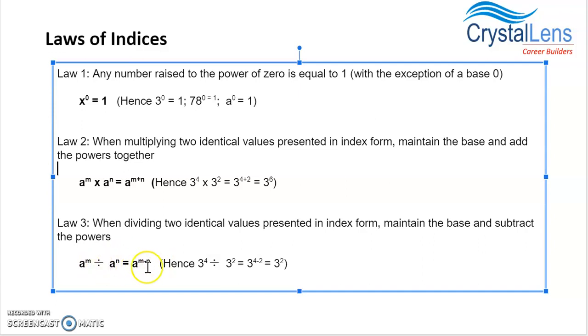Again, the only reason why this rule applies is because these two numbers are identical. So the example here says 3 raised to power 4 divided by 3 raised to power 2 will give you 3 raised to power 4 minus 2, which is 3 raised to power 2.